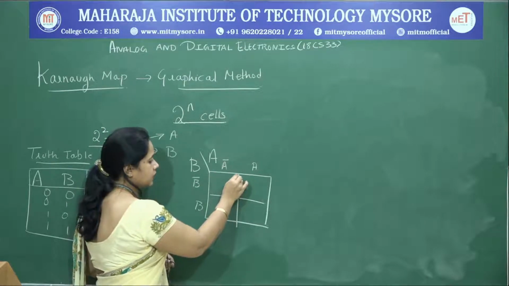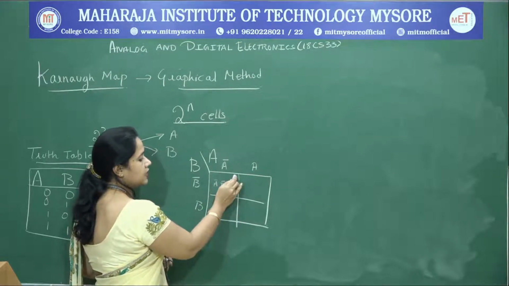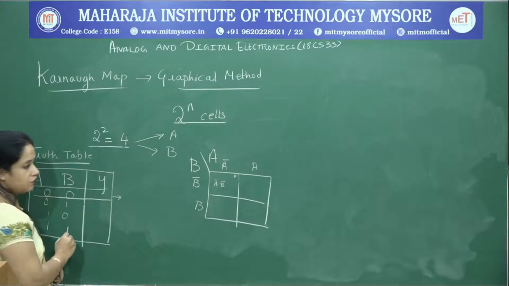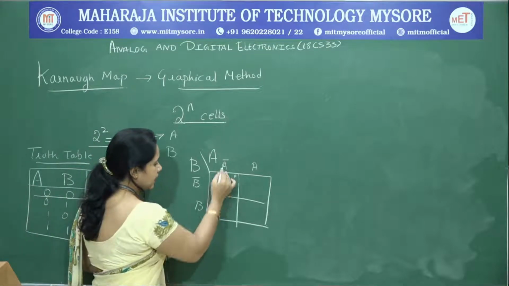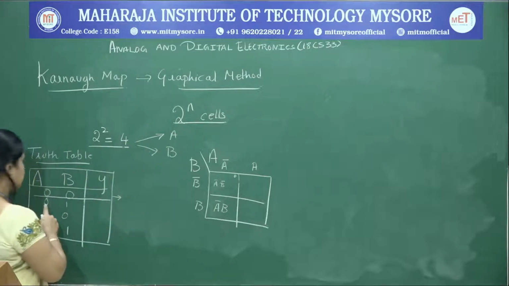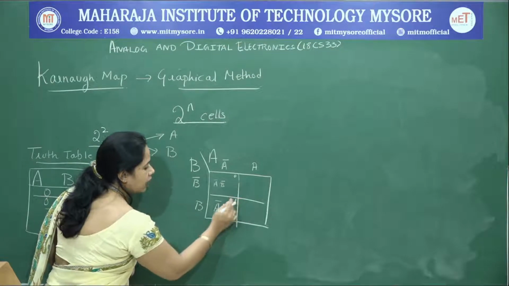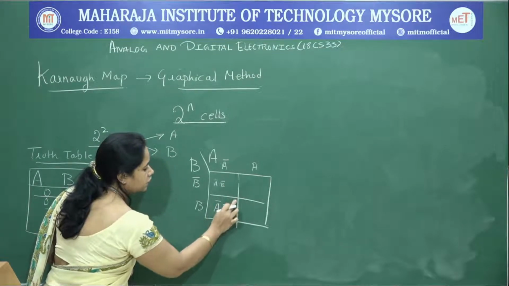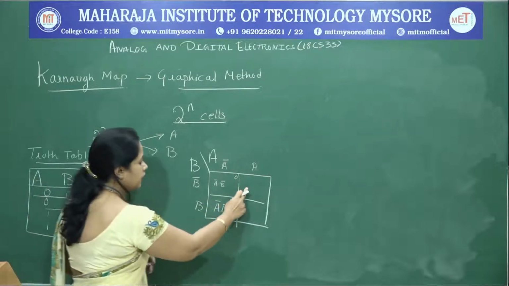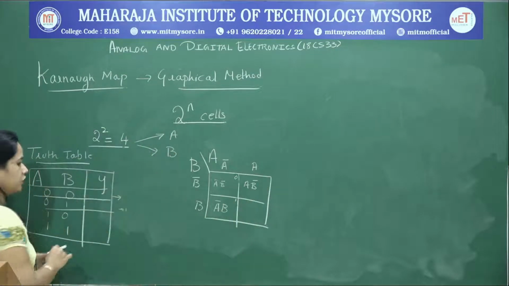So this happens to be 0, and this is representing A bar B bar. This cell corresponds to the 0th entry of your truth table. Now this is A bar B, corresponding to the first entry of your truth table. I will make a small marking here to indicate which cell it corresponds to. This is corresponding to 1, and this is corresponding to A B bar. A B bar is the 3rd entry of your truth table.